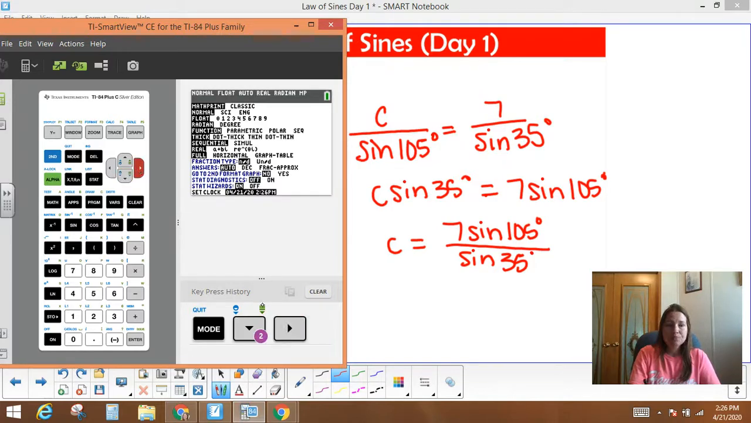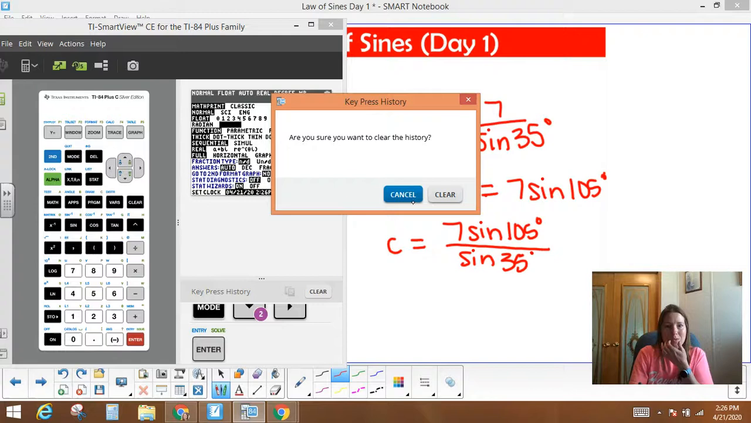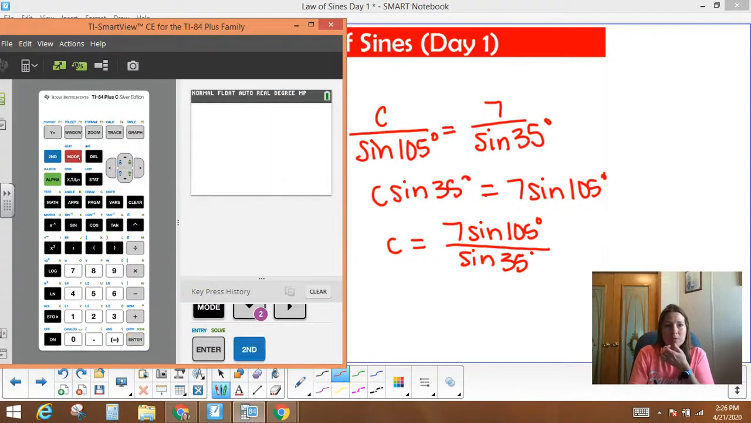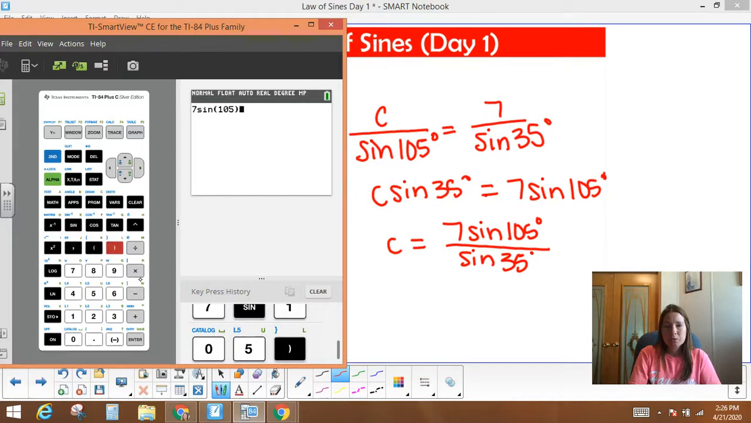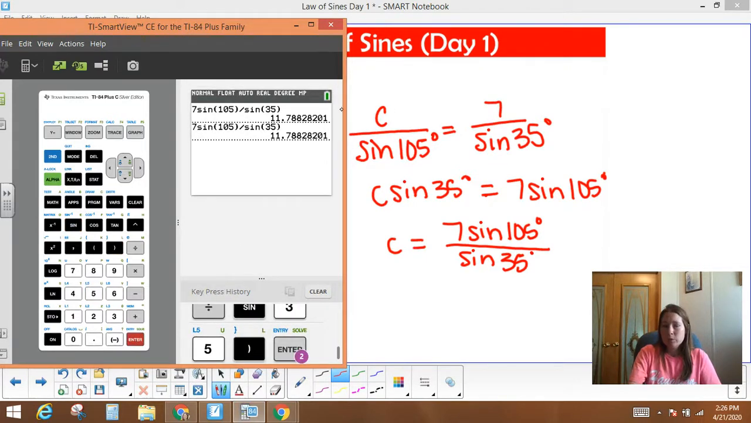Degrees. Okay. And then we can not do that. There we go. Okay, so then we can just type this in. So I want 7 sine of 105, close your parentheses, and then divided by sine of 35 degrees. And you get apparently twice.